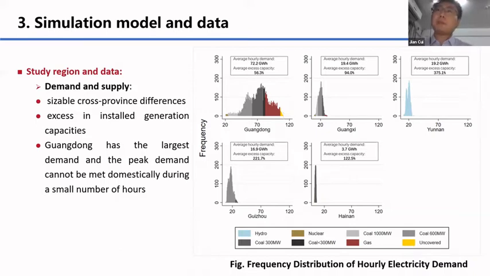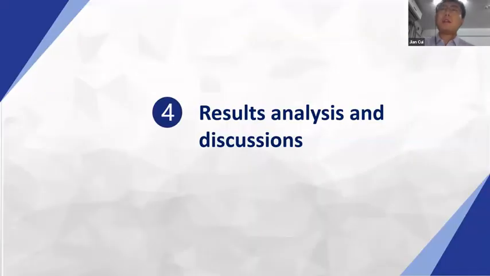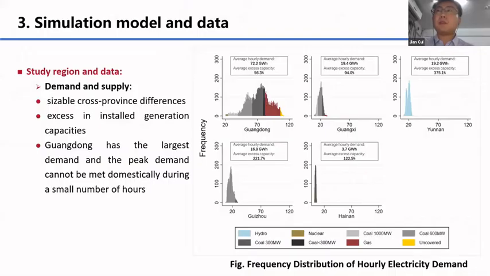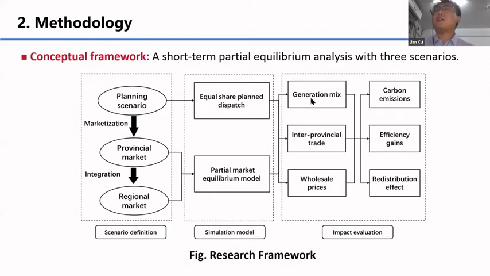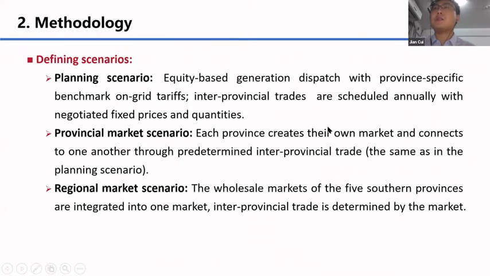It's capacity that it needs to import some electricity from other provinces. So based on the model and the data, let me move back to this figure. We can calculate the generation mix, the interprovincial trade, and the wholesale price. This is also our result structure.